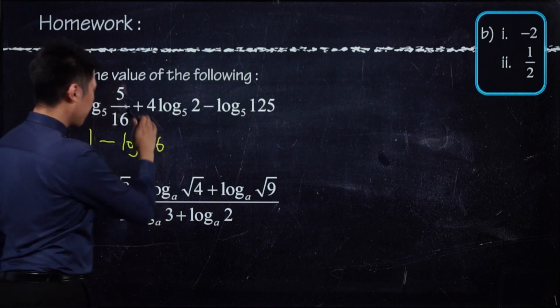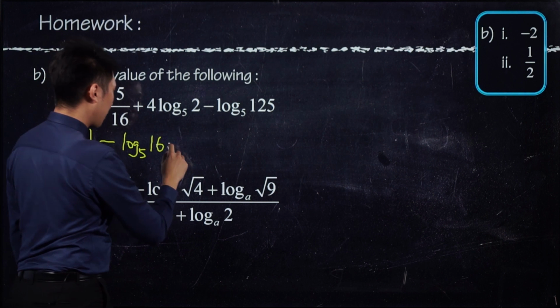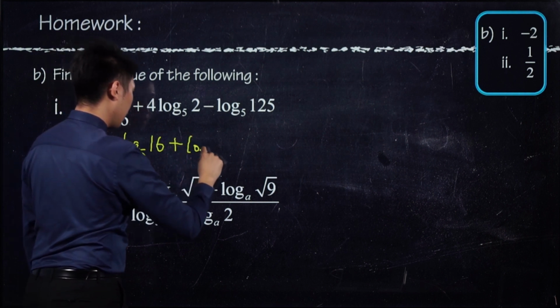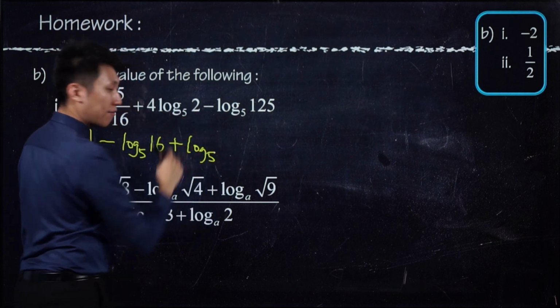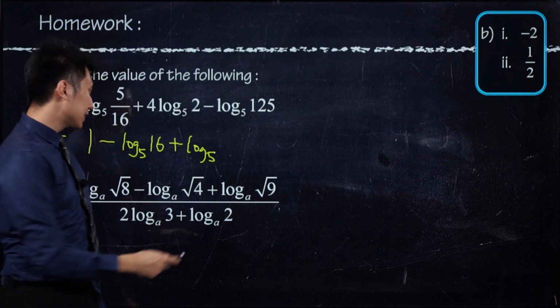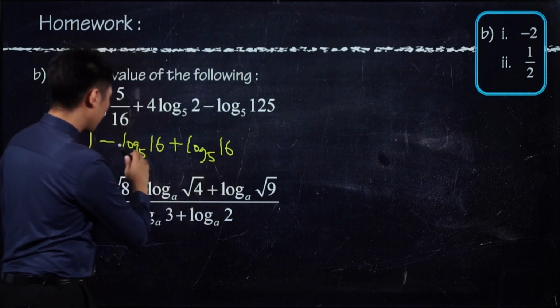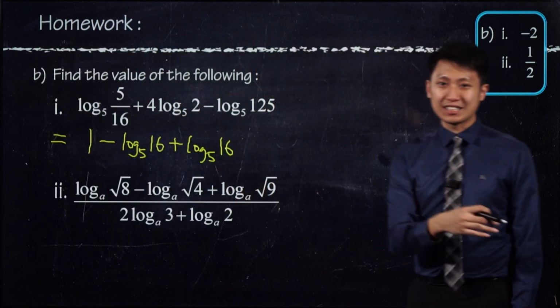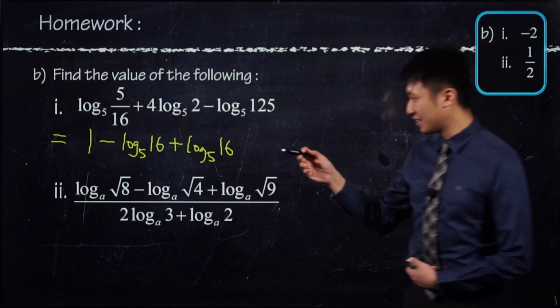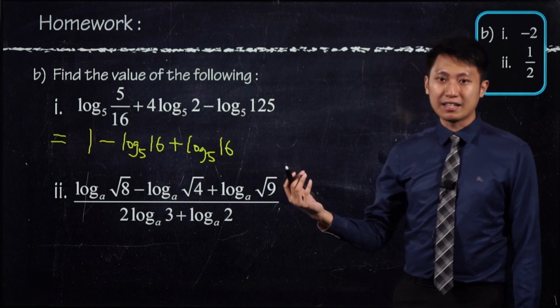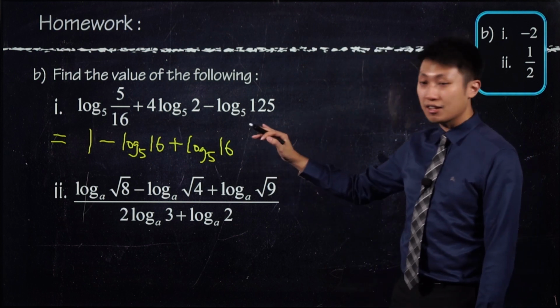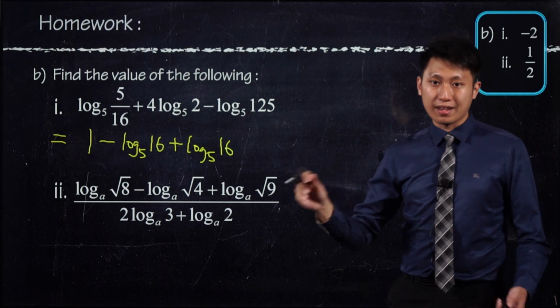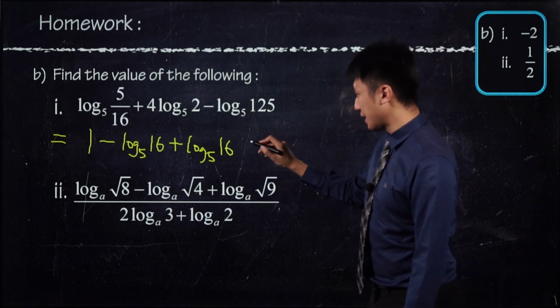Okay, then what do I do here? I put it in, then it becomes plus log base 5 of 2 to the power 4. What's 2 to the power 4? It's 16. Oh, coincidentally, they cancel off. I mean, in the question, normally it's not coincidence, because they normally design it so that it can cancel off, and the answer will be very nice. Normally in your exam also.